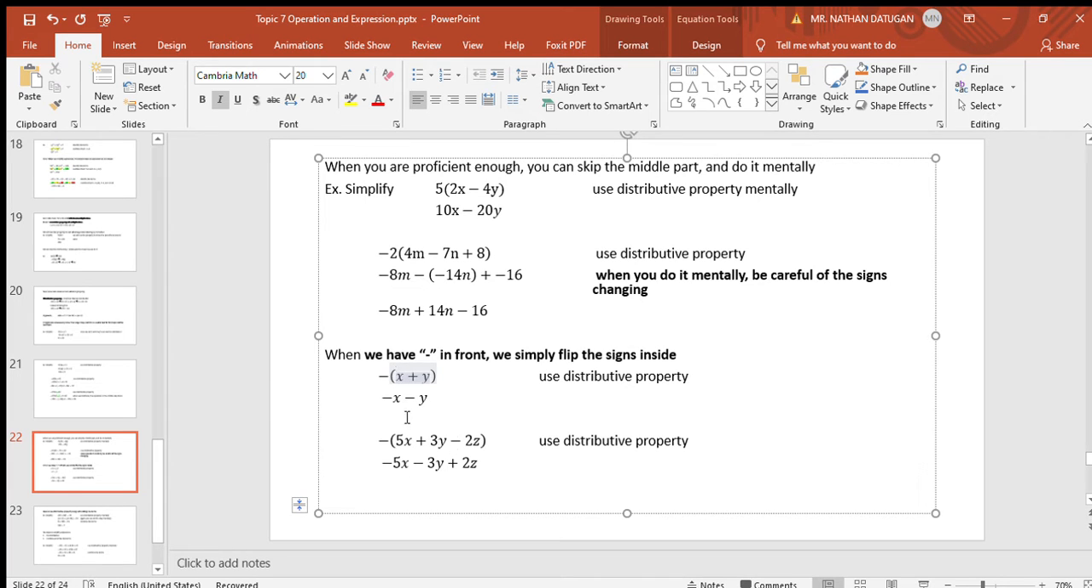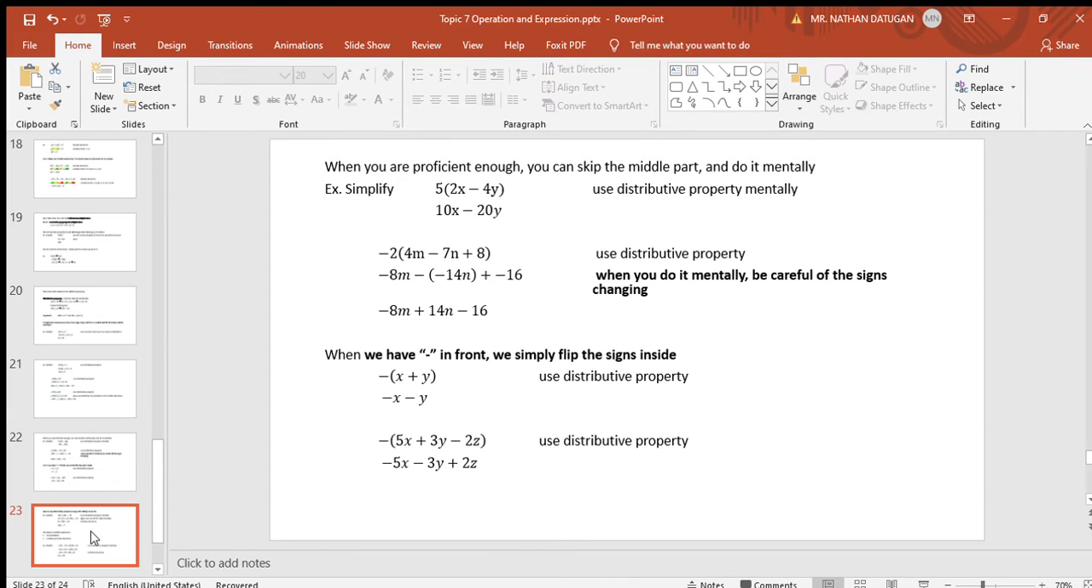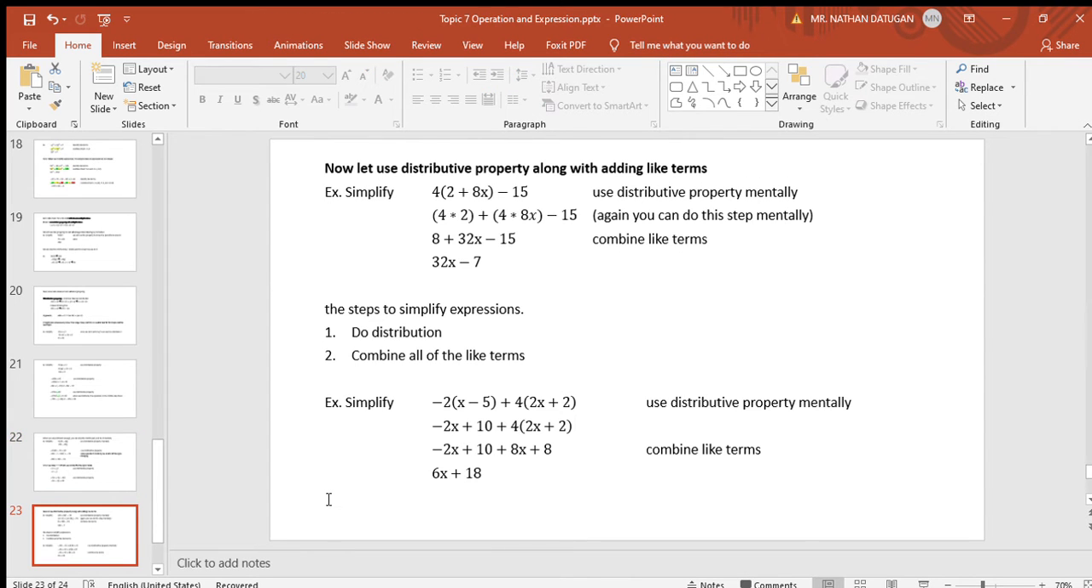Now, how about a few multiple terms in the parentheses? We pretty much do the same thing. We're going to flip all the signs inside the parentheses. 5x becomes negative 5x, 3y becomes negative 3y, and negative 2z becomes positive 2z. Now we're going to use the distributive property along with combining like terms so we can simplify terms.